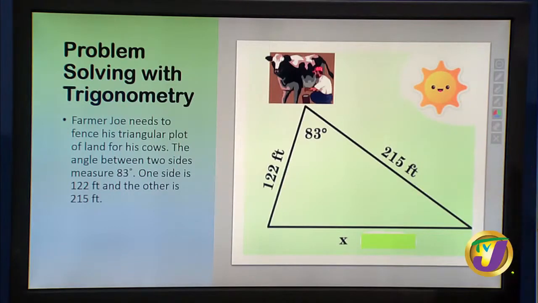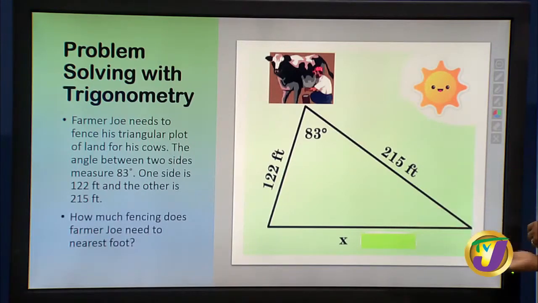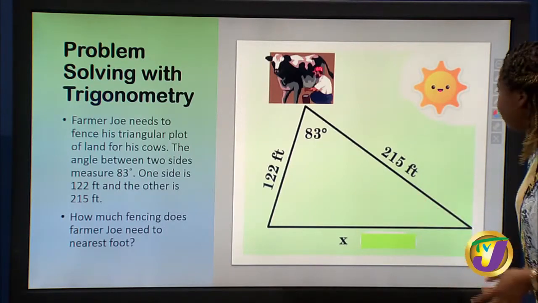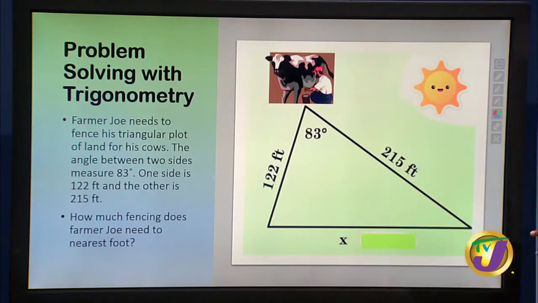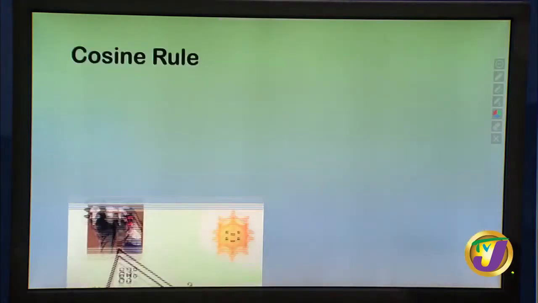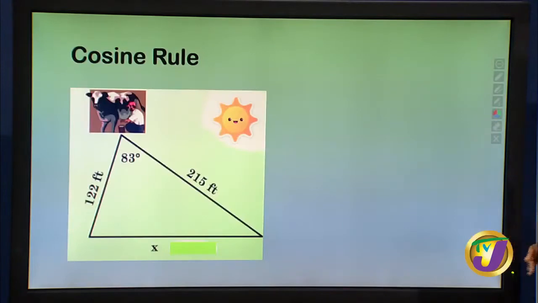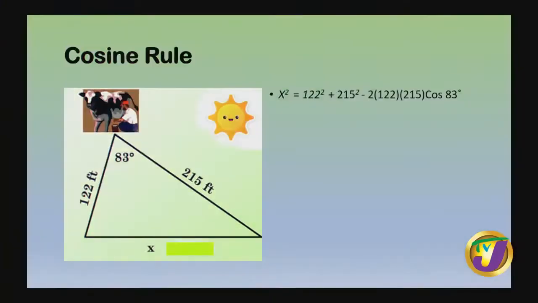We could use the sine rule. Let's see. The question says, how much fencing does Farmer Joe need to the nearest foot? For here, x. So let's do the working. It also asks for the area of the plot of land. So it's a cosine rule, with the included angle. We're basically applying the formula.